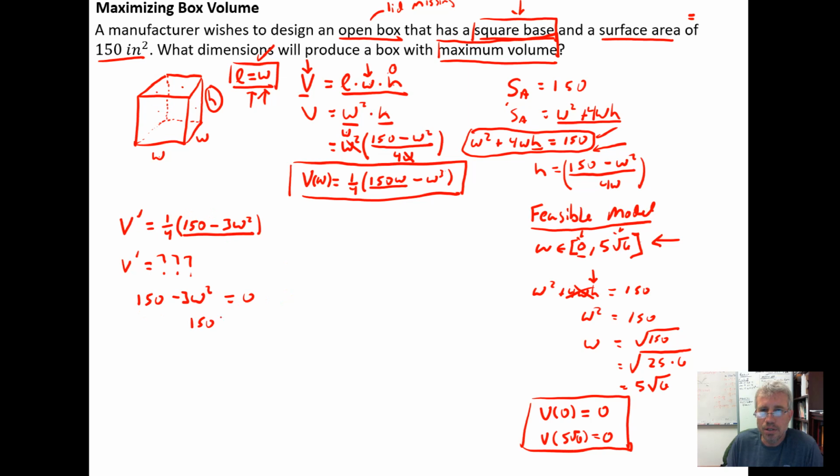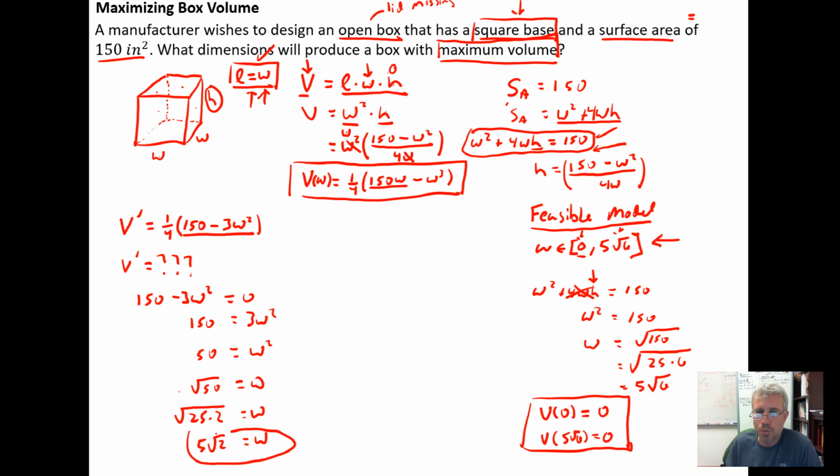So 150 is going to equal 3w squared. Dividing by 3 on both sides, we get 50. And then we take the square root of that 50 to get w. You get plus or minus, but we know that a negative width isn't going to be within the feasible domain. We already talked about the idea that the width can't be negative. So I only get the positive square root. And of course, 50 is just 25 times 2, so the square root is 5 times the square root of 2, which equals the width.